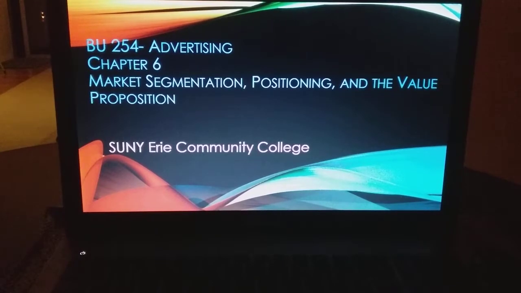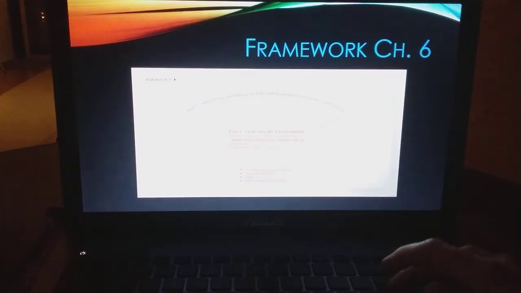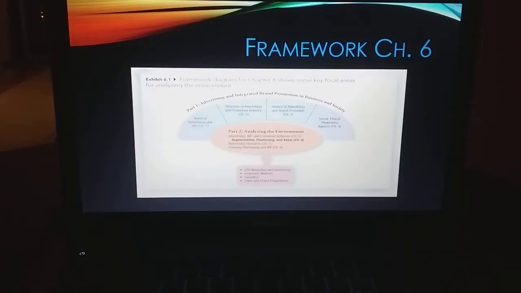Talking about advertising. Again, more words and terms from BU 151 that we're going to go a little bit more in depth with. Segmentation, positioning, and the value proposition. So here we go with the framework.